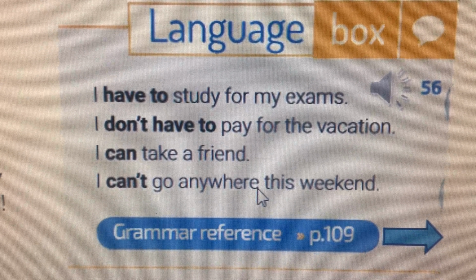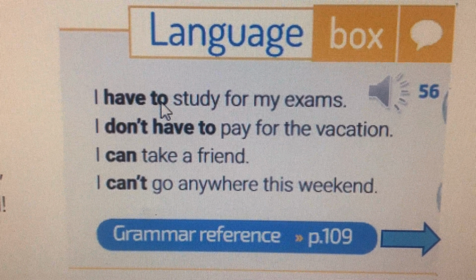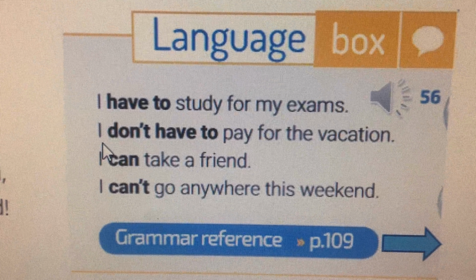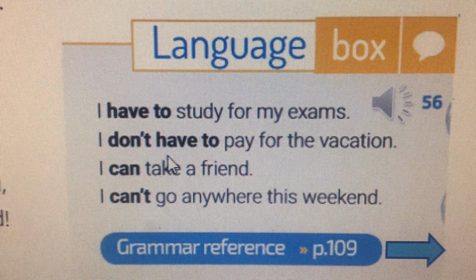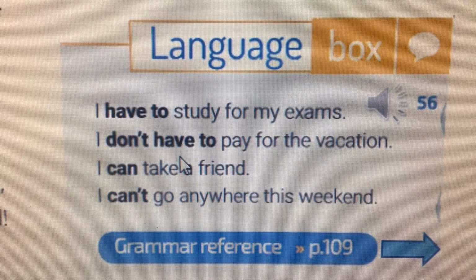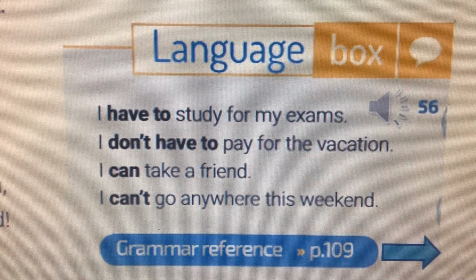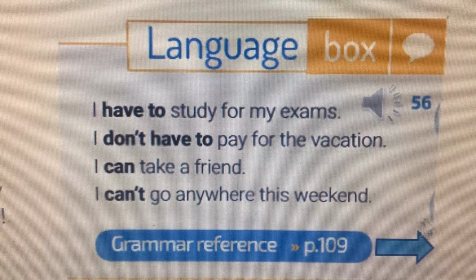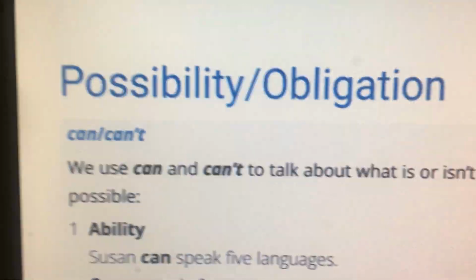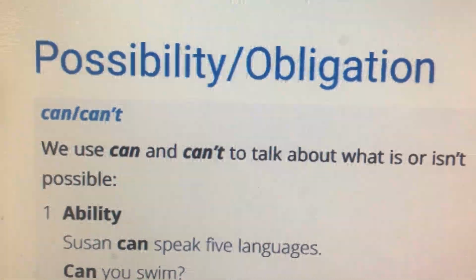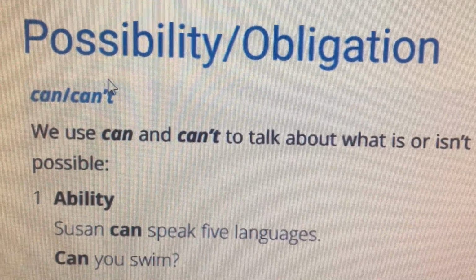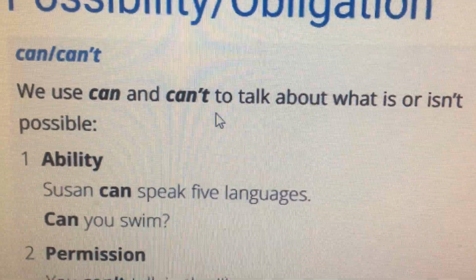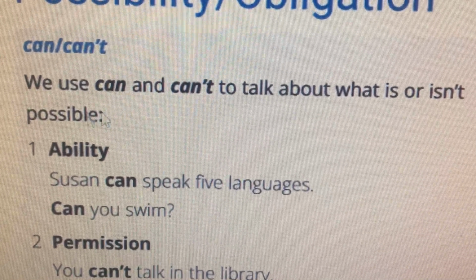Okay, so we use these words to show things that we are allowed to do and things we can't do or not allowed to do. So let's go to page 109. First, possibility and obligation. We use can and can't to talk about possibility.